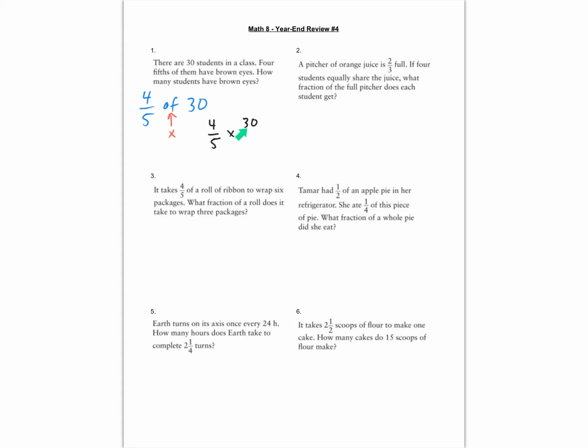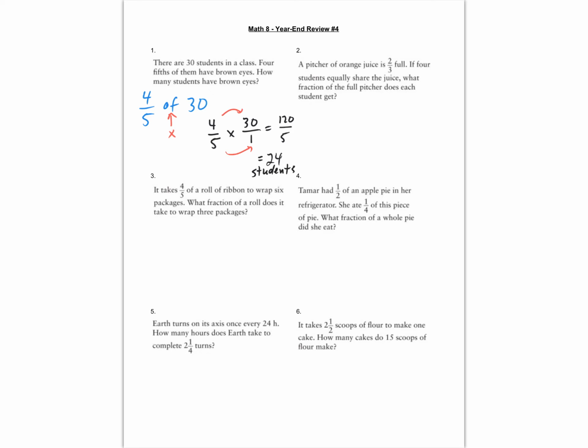Okay, so the problem here is that 30 does not have a denominator. So here's a little trick. Just write it over 1. That's all you have to do. So now the rule for multiplying fractions is top by top, bottom by bottom. So you're going to get 120 over 5, which equals 24. So 24 students have brown eyes.